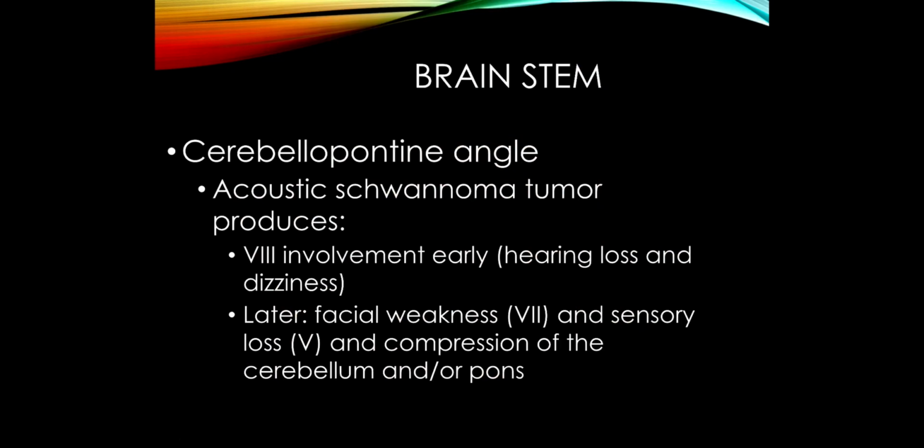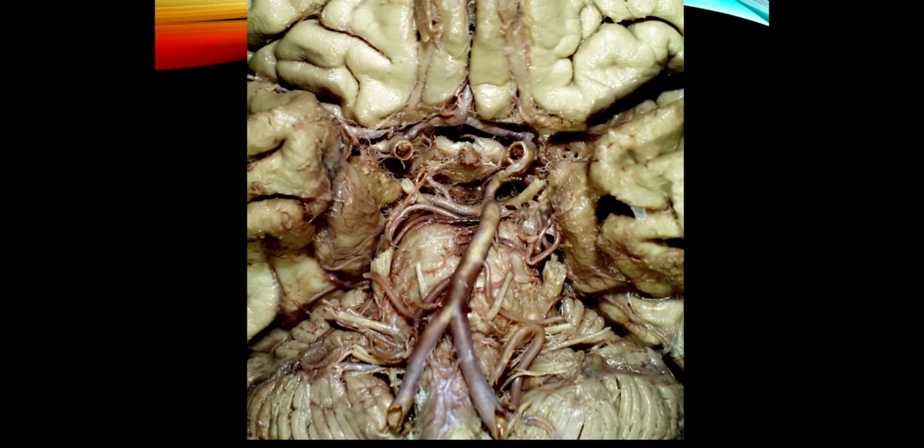One clinical aspect: a tumor likes to grow in the cerebellopontine angle, and this is called an acoustic schwannoma, or sometimes an acoustic vestibuloma. Early on, this tends to compress the eighth nerve. The eighth nerve is involved in hearing, but also in balance. So early on, patients complain of hearing loss, often a ringing in their ears called tinnitus, and often some dizziness as well. As the tumor expands, it can easily compress the facial nerve.